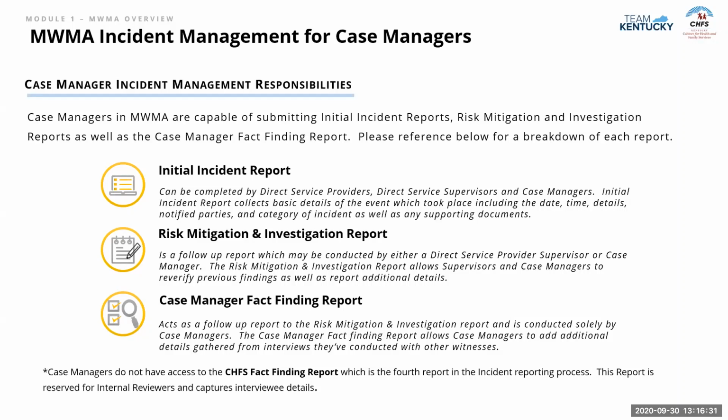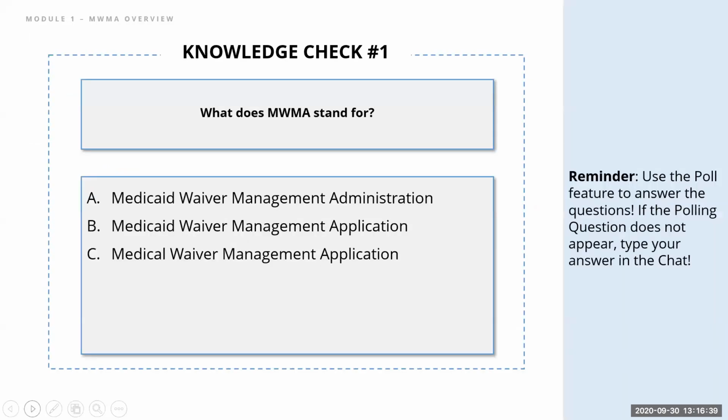All right, so that's our high-level overview of each of these reports. We'll go ahead and move to our next slide. This brings us to knowledge check number 1. I'm going to read this and then bring up the polling question. What does MWMA stand for? Is it A, Medicaid Waiver Management Administration, B, Medicaid Waiver Management Application, or C, Medical Waiver Application?